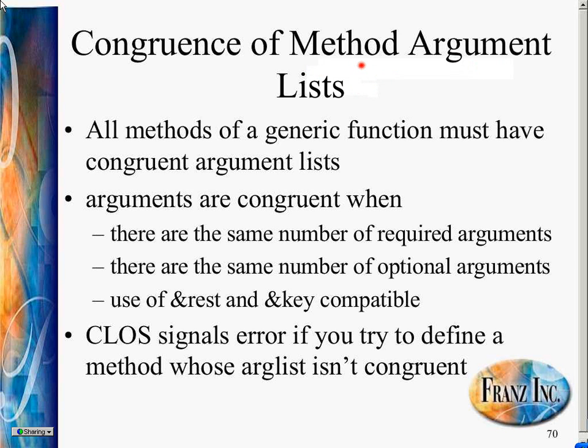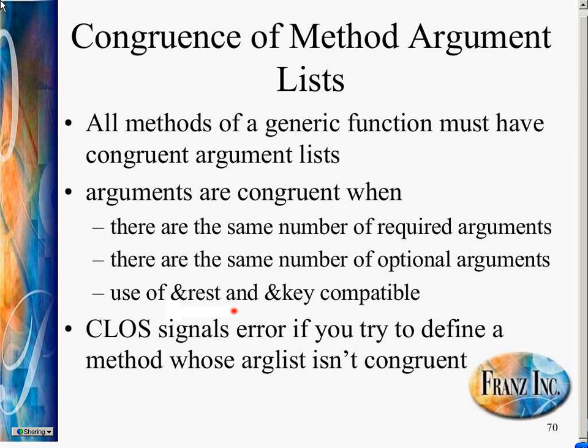Now, when you are providing different foo methods on different classes, there are some rules about the argument lists. All the methods must have what are called congruent argument lists. The argument lists are congruent when they have the same number of required arguments. That's very important. They must also have the same number of optional arguments, and rest and key arguments are compatible. We'll see what that means in a minute. If you can avoid optional arguments, it's generally a good thing, and in my opinion you should never have more than one on generic functions, because it just gets more and more complicated.